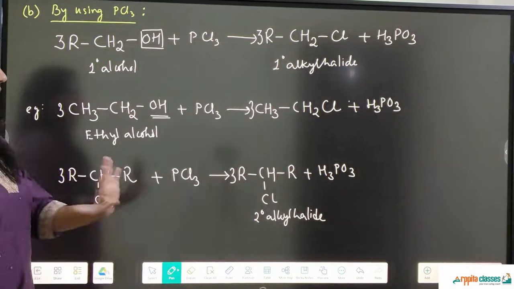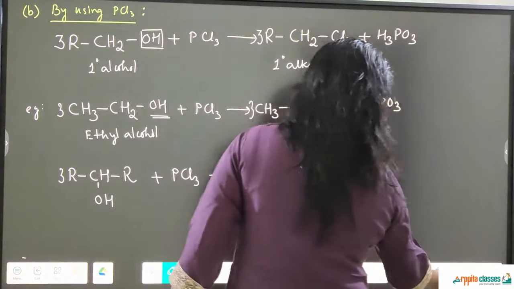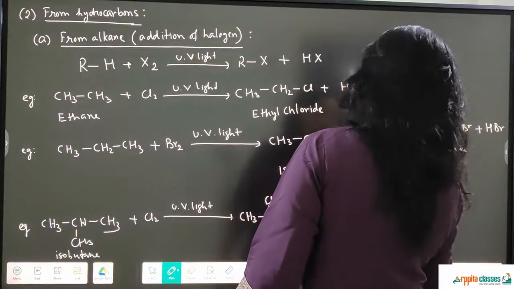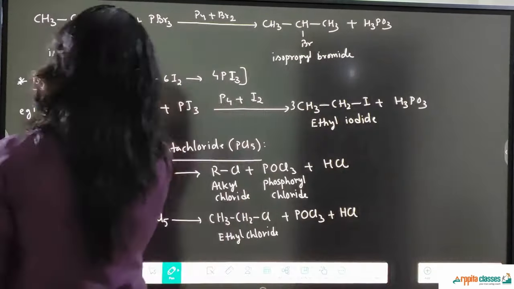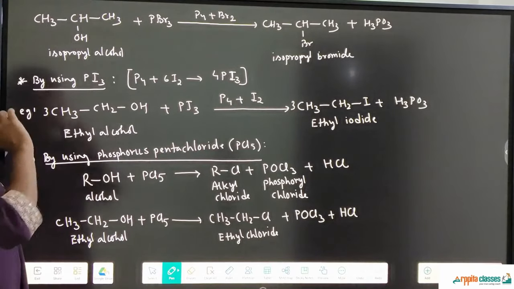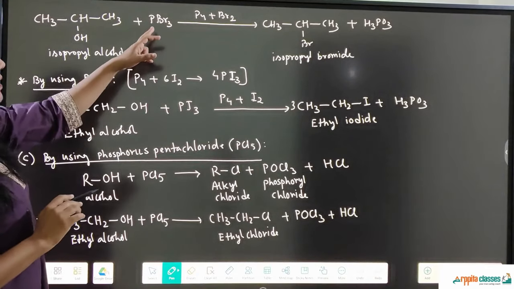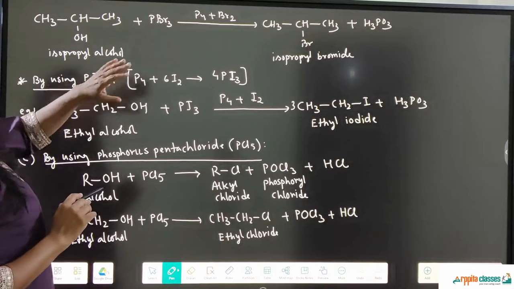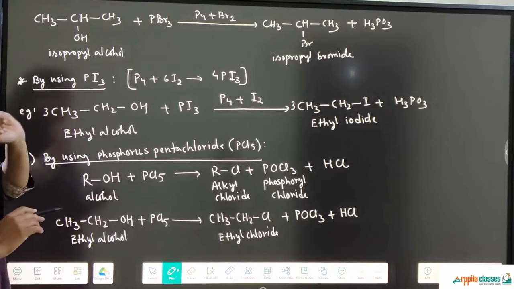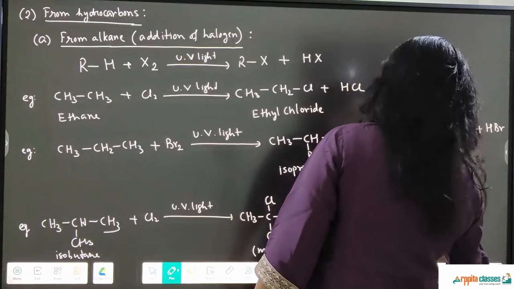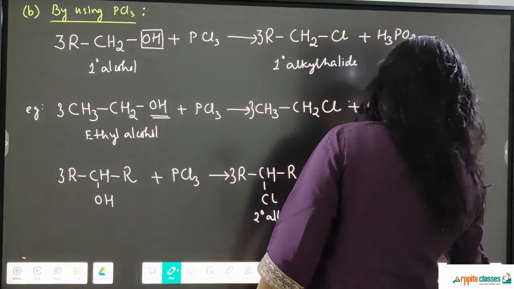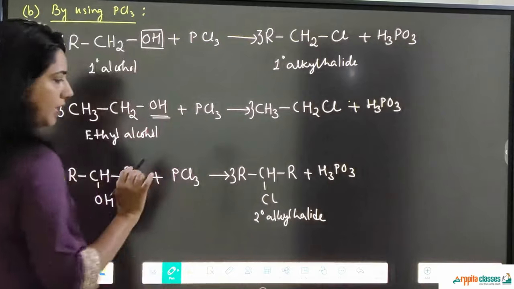Okay, so this is the second reaction. I hope everybody understood here. I'll just go back to the slide now. Yeah, so this is my particular example of a secondary alcohol, isopropyl alcohol, treated with PBr3. Now this is by using HBr. This slide was actually missed, so I'll write one more slide here so that you understand. I think everybody is clear with this part.